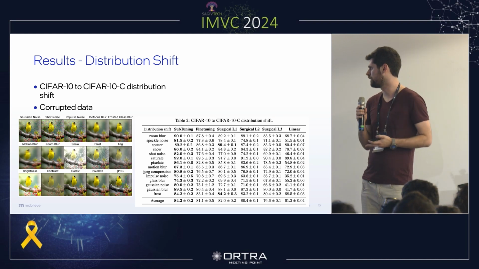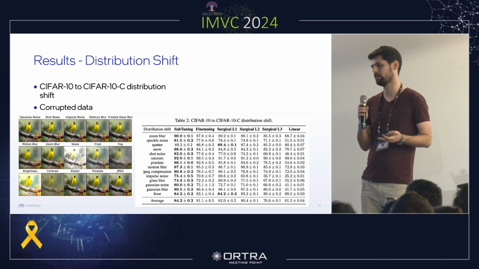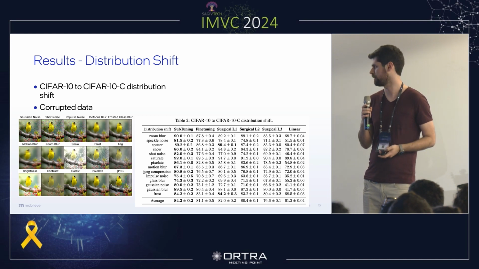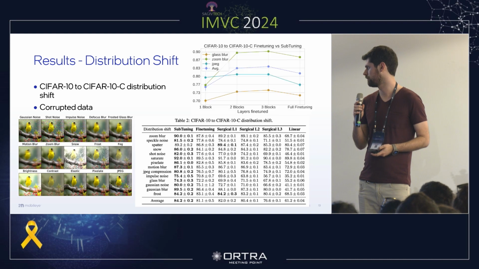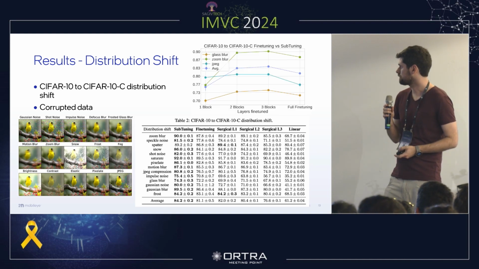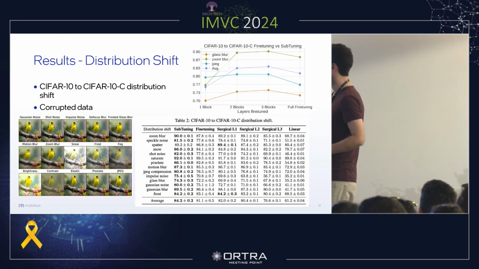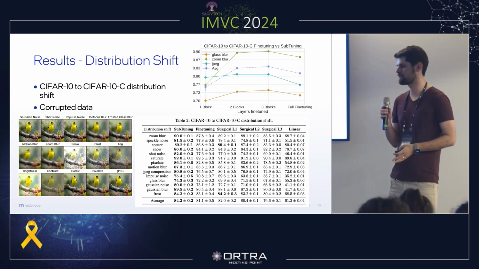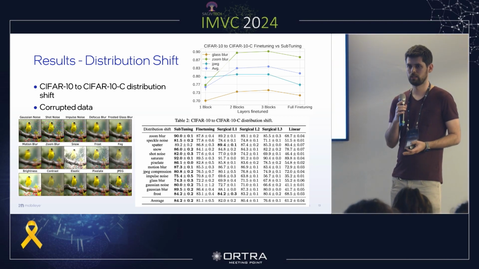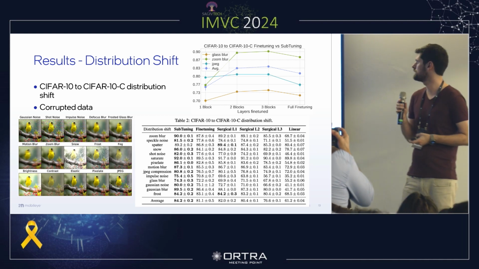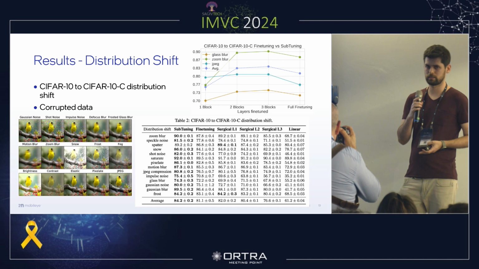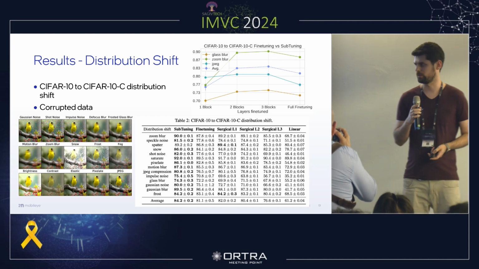So these are the results for every data set, and we're comparing ourselves again to fine-tuning and linear probing, and also to some competition called surgical. We see that we get state-of-the-art performance on most of the data sets, and on average, obviously much better. On this plot, we can see how the number of blocks that we use to sub-tune affects the performance. So we can see that using only 2 blocks, we get better results than fine-tuning.